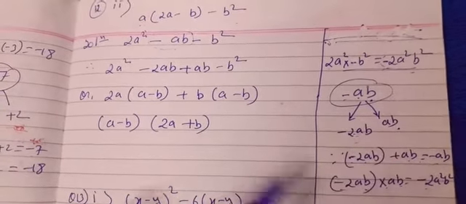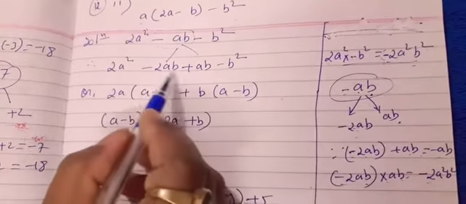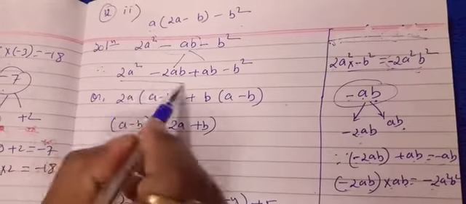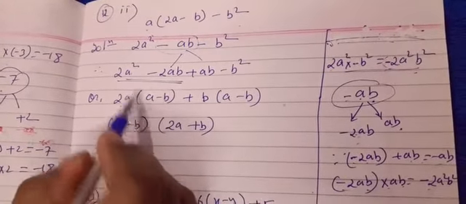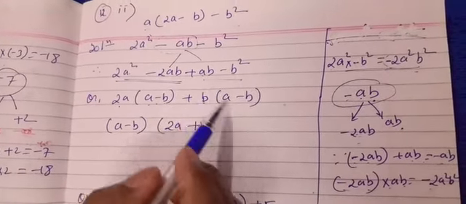Okay, so see I have used these two terms here. The middle term is split into two terms, minus 2ab plus ab. Now from these two I have taken 2a as common, so here is a and here minus b left, and from here b is common, so here a and minus b.